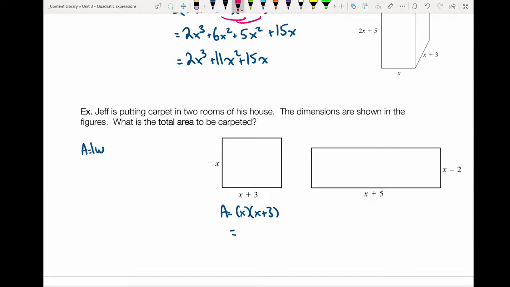I'm not going to use FOIL, but I am going to use my distributive property. Same idea, x squared plus 3x, and that's the area of my first shape. Now the area of my second shape. I'm going to have x plus 5 times x minus 2. Here I can use my FOIL.